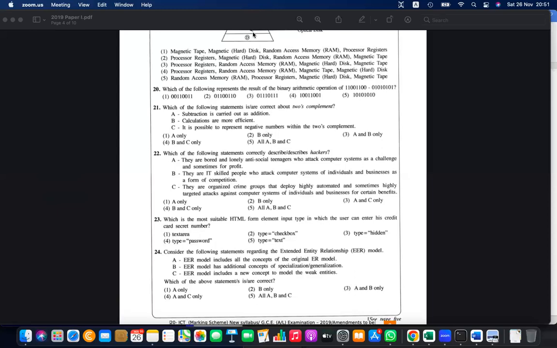So let me do it, because this is a question. They are bored, lonely, antisocial teenagers who attack computer systems as a challenge and sometimes for profit. If I find the person, definitely I will hit him on the head. If I find the person who created the paper, that person should be thrown away from the education system, no matter whether it's a professor or a doctor. If they file a case against me, it doesn't matter.